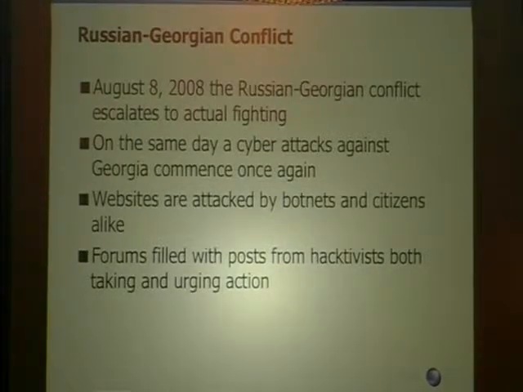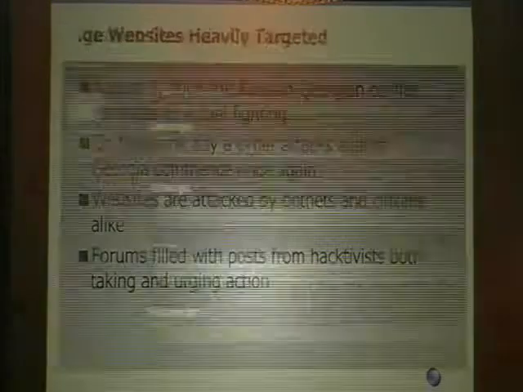This is when the Russian-Georgian conflict really escalated into actual fighting. You saw it on the news. But on the same day, that's when the web attacks against Georgia started. The websites were attacked, DDoSed. They were suddenly being attacked by citizens. They were being defaced. They were being attacked from several different fronts that all coincided with the same day the military action did, which was fairly interesting and still is.